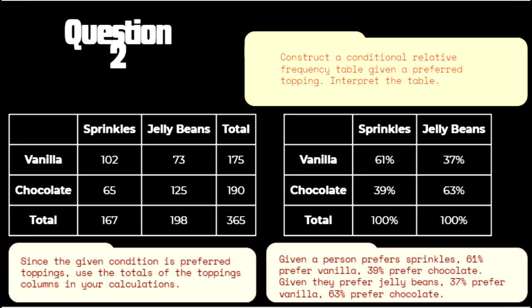Since the given condition is preferred toppings, use the totals of the toppings column in your calculations. Given a person prefers sprinkles, 61% will prefer vanilla, 39% prefer chocolate. Given they prefer jelly beans, 37% prefer vanilla, 63% prefer chocolate.